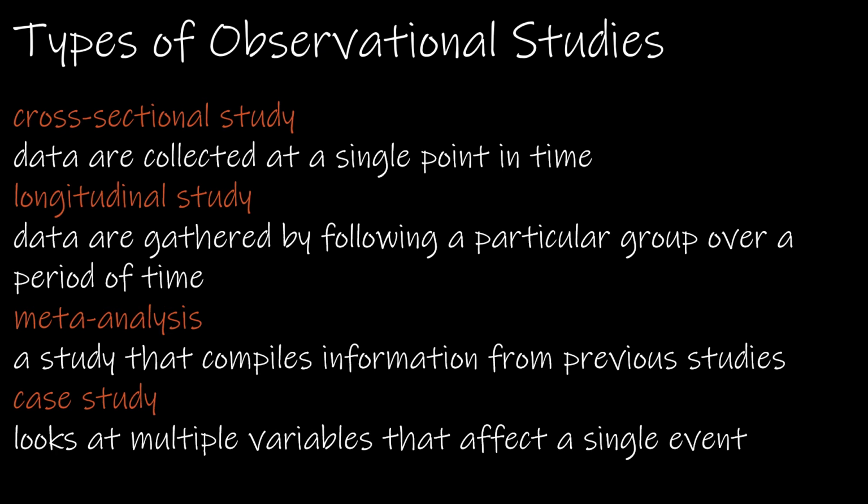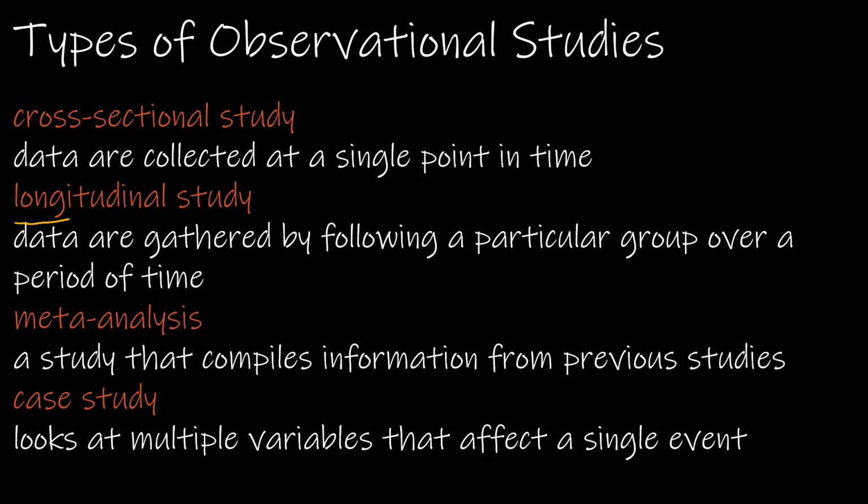Looking more deeply at observational studies, there are different types of observational studies. One is a cross-sectional study, and a cross-sectional study is exactly what it sounds like, cross-sectional. It's a cross-section. You're looking at one single point in time and you're collecting data there. Whereas a longitudinal study is that data is gathered over a period of time. So a particular group over a period of time. So think of the word long, it's a longer period of time, whereas a cross-section is just one moment in time.